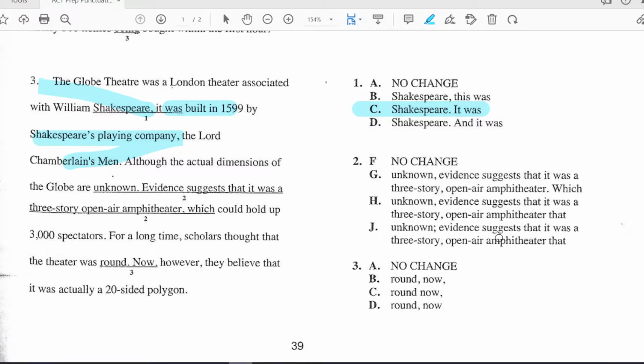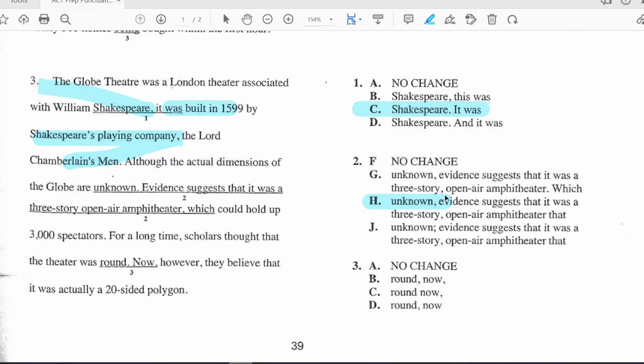I know right off the bat I can eliminate J because there's no way it can be correct. So, comma, evidence suggests that it was a 3-story, comma, open-air amphitheater. Looking good so far. Period, which. That second sentence cannot start with which. It cannot stand alone, so it cannot be G either. But let's look at H. So, unknown, comma, evidence suggests that it was a 3-story, comma, open-air amphitheater that could hold up to 3,000 spectators.